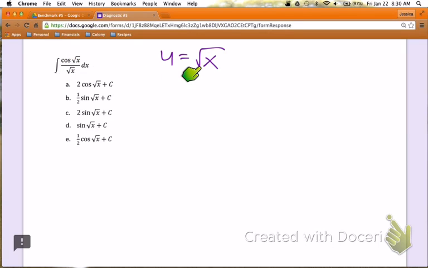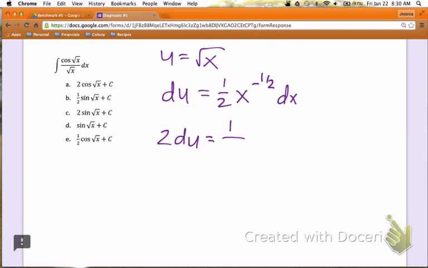You'll notice that when we take the derivative of this, it will help us get rid of the one on the denominator. So the derivative, du, would be 1/2 x to the negative 1/2 dx. And then I don't see an extra 1/2 lying around anywhere, so I'm going to move that over to the other side by multiplying by 2. So 2 du equals 1 over the square root of x dx. And again, x to the negative 1/2 is just 1 over the square root of x. That's why I changed that there.